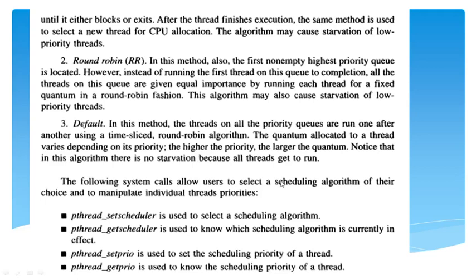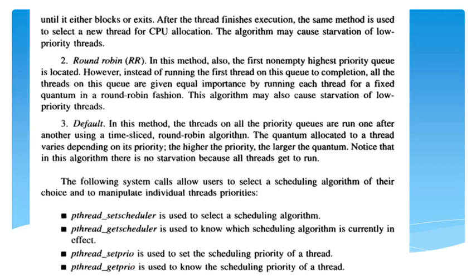To select a scheduling algorithm of our choice, pthread_setscheduler is used. Out of these three, we can schedule. We can get the currently used algorithm via getscheduler. Setpriority is used to set the priority of a thread. And to get the priority of a particular thread, we use getpriority.